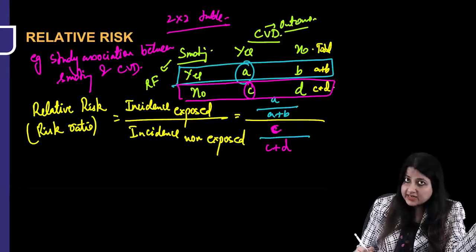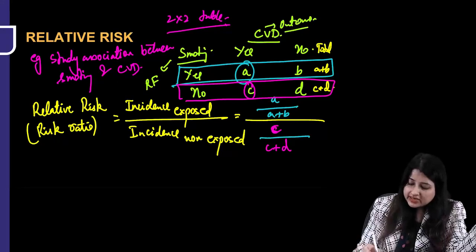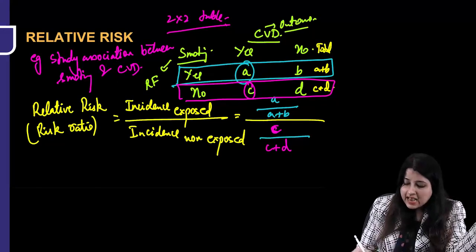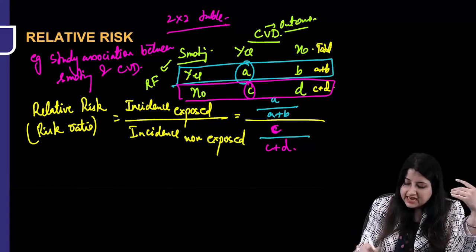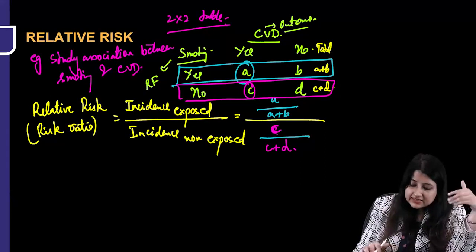Can you see this? Appreciate this. So all those who are smoking together, A plus B, out of them how many went on to develop CVD? A. How many are non-smokers? C plus D. Out of them how many went on to develop CVD? C. Alright. Now what is the interpretation of relative risk?